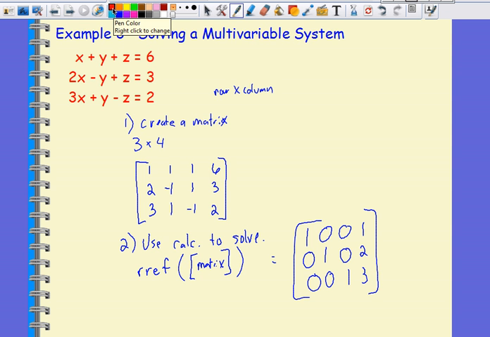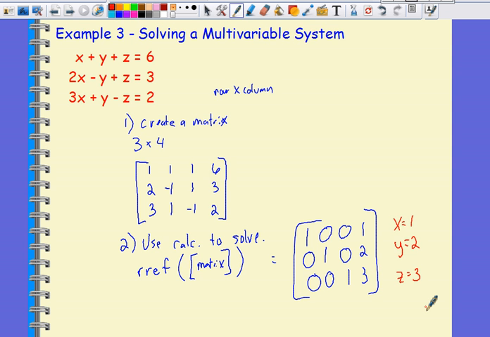Now, I do want to point some stuff out. This matrix right here is called your identity matrix. Because basically it's telling you, okay, here's your X, your Y, and your Z, and everything else is 0. Right? So it's identifying your variables. And we already said that this was your solutions. Okay? So you see how easy this is?